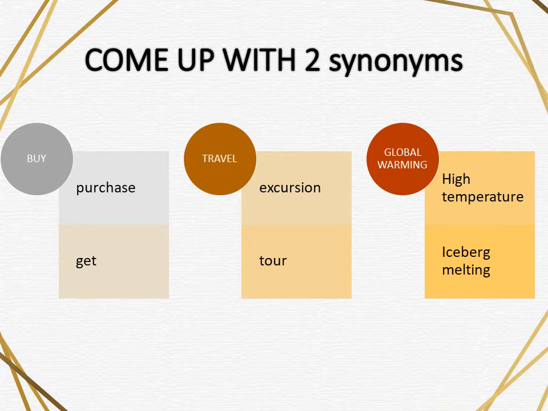So here are the words that I came up with. For the buy, I chose the words purchase and get. For travel, I use it as a noun. Of course, you can use it as a verb also. So I picked 2 synonyms as a noun, excursion and tour. And for global warming, although it doesn't have direct synonyms, you can write associating words like high temperature and iceberg melting.